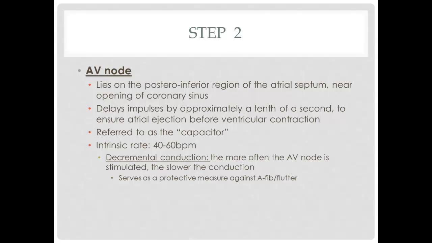The AV node serves as a protective measure against atrial fib and atrial flutter by using decremental conduction, which just means the more often the AV node is stimulated, the slower the conduction will be.